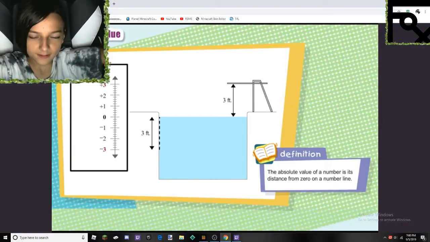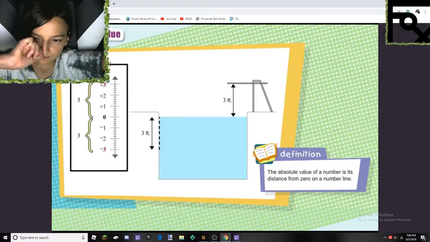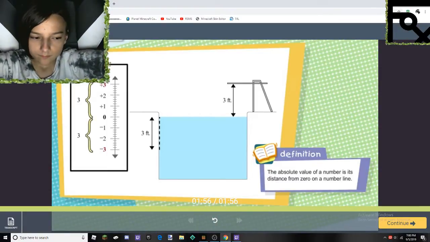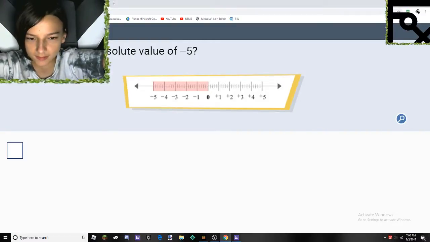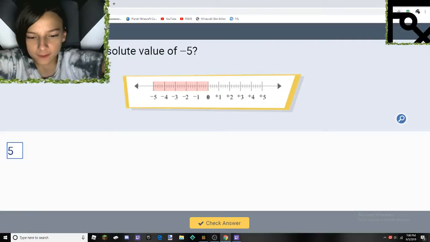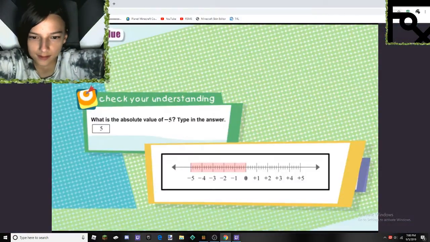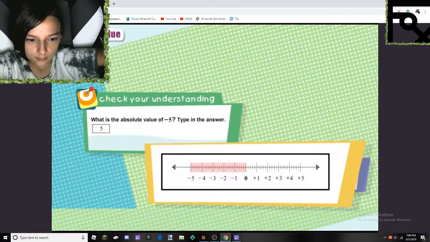This is because on a number line, both positive 3 and negative 3 are the same distance from 0. What is the absolute value of negative 5? Five. The absolute value of negative 5 is 5 because negative 5 lies 5 units from 0 on a number line.